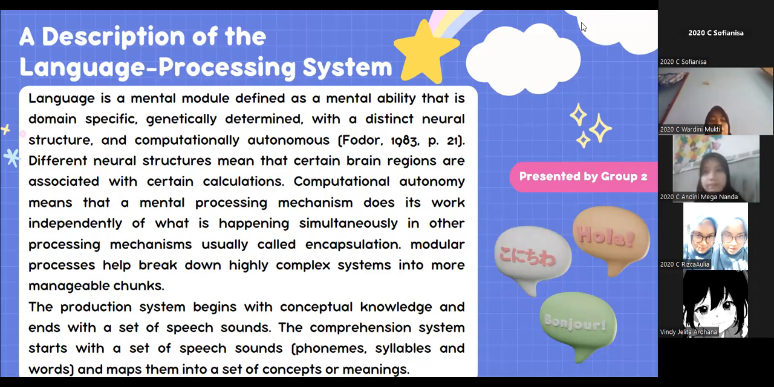Modular processes help break down highly complex systems into more manageable chunks. The production system begins with conceptual knowledge and ends with a set of speech sounds. And then the comprehension system starts with a set of speech sounds, like phonemes, syllables, and words, and maps them into a set of concepts or meanings. Next, please.